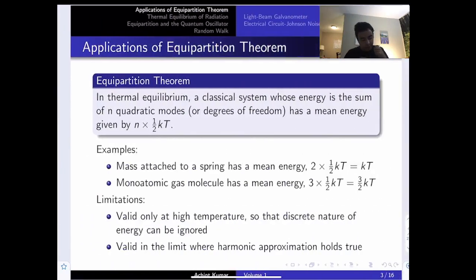Okay, so equipartition theorem holds only when the temperature is very high, in the sense that we can ignore the discrete nature of energies, and we'll come back to this later. And it is also only valid when the harmonic oscillator approximation holds true. So we assume that the interactions of the system have a quadratic form, and it doesn't always have to be the case, and when it isn't the case, then equipartition theorem doesn't hold true.